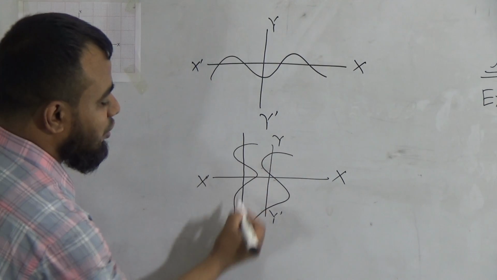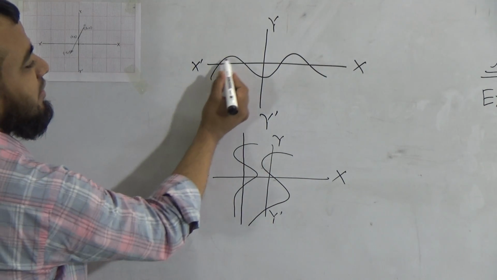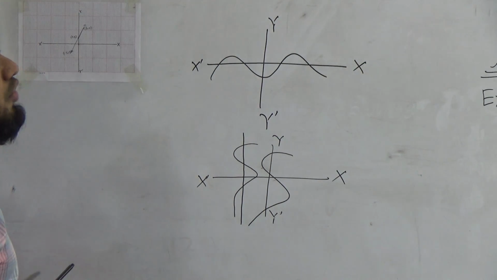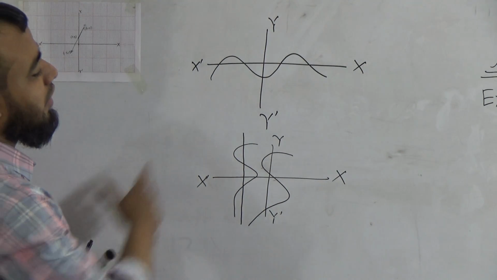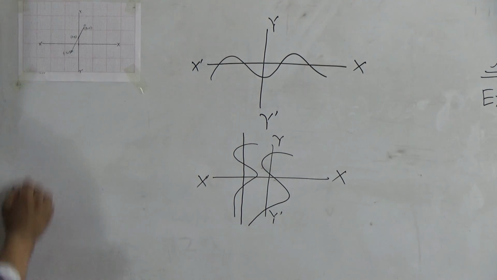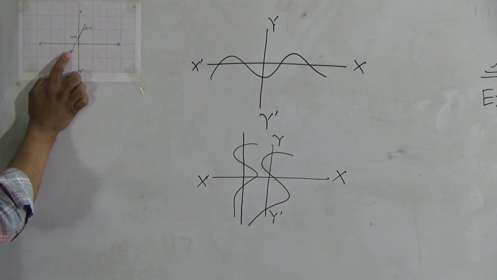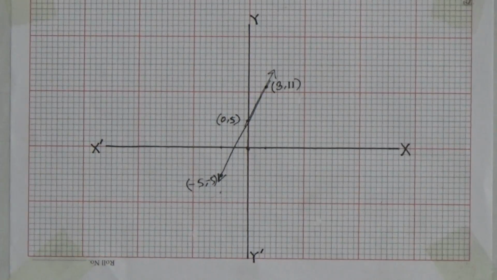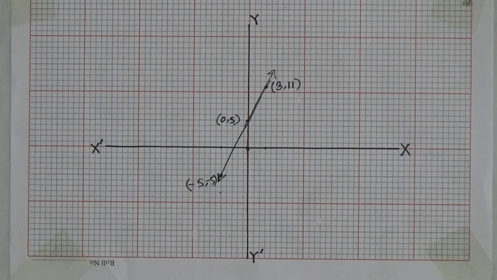So this line is also not a function, but this line is obviously a function because this line cuts the y-axis or the parallel line of the y-axis only once. So this must be a function. That is why, look my dear students, this line must be a function because this line intersects the y-axis or the parallel line of the y-axis only once. That is why this is a function.